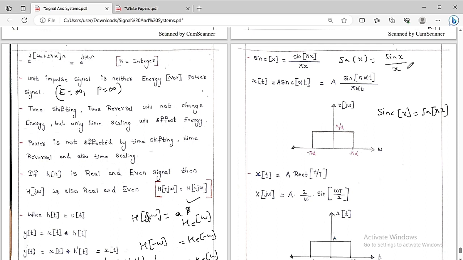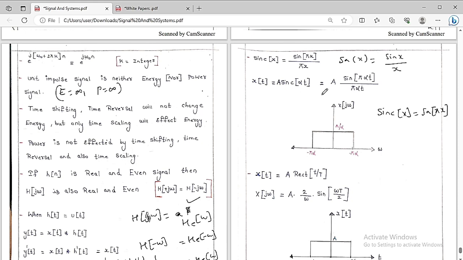So Sa of x is equal to sin x by x, and sinc of x is equal to sin pi x by pi x. So this you can say clearly. Suppose you have some function x of t equal to A into sinc of alpha t. Then we can expand A into sinc of alpha t by this concept: sin of pi into alpha t by pi into alpha t. This is what we are going to get.